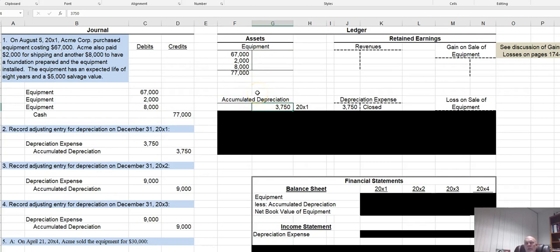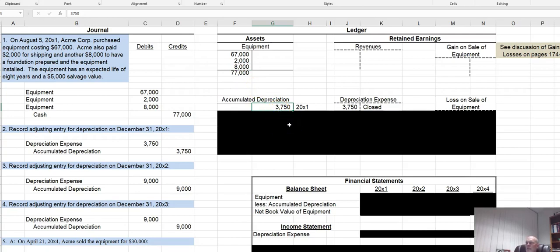Now remember, that accumulated depreciation, it's in the assets section of the balance sheet, but it has a credit balance. And we've never had that before. It's there to offset that equipment. These two accounts go hand in hand, because that $3,750 credit doesn't mean anything by itself. It's there to offset this cost, indicating that this much has been depreciated so far.